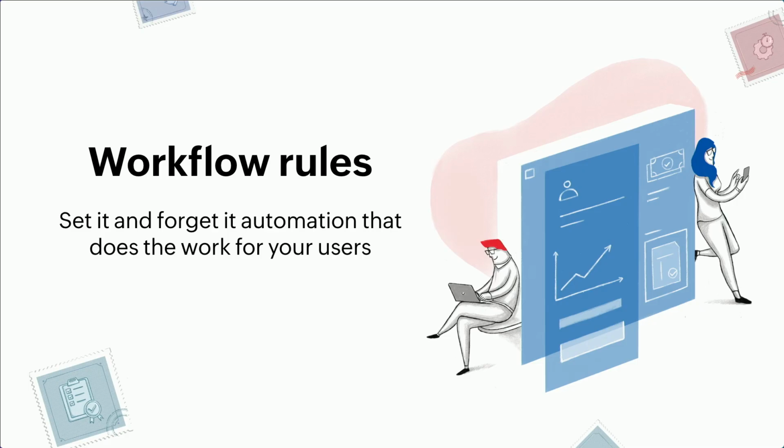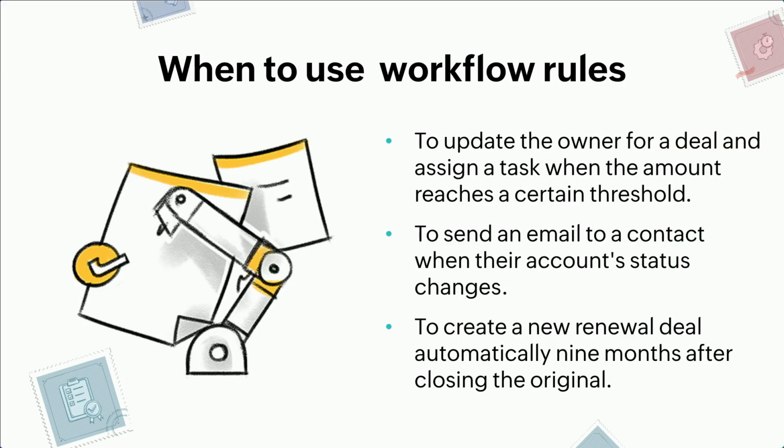We're able to handle this and many other scenarios with workflow rules. I like to think of workflow rules as set it and forget it automation that does the work for your users. When we configure a workflow rule, we're telling it to listen for an event, and as soon as that event happens, it's going to perform an action for any records that meet the criteria we have set up. This can look like a lot of different things. So we can use workflow rules in many different scenarios.